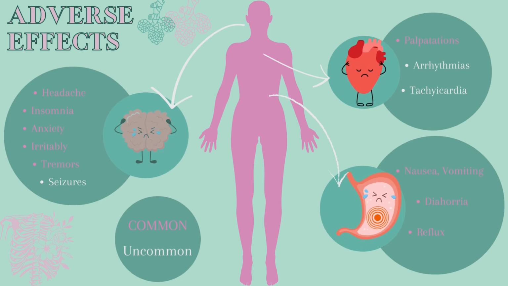Some common adverse reactions include headache, insomnia, anxiety, irritability, and, as uncommon, seizures. This is caused by increased neural activity from the drug. It is common to get palpitations, uncommon to have arrhythmias and tachycardia. This is because the drug stimulates the heart, and finally it can cause GI upset such as nausea, vomiting, diarrhea, reflux, due to the irritants towards the stomach lining.